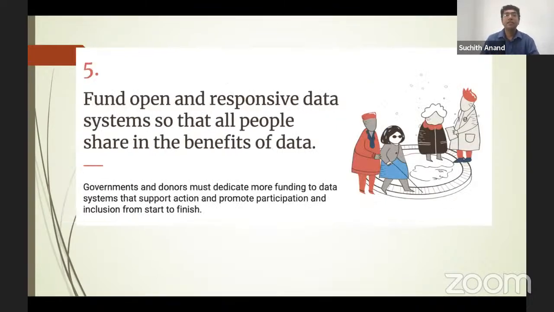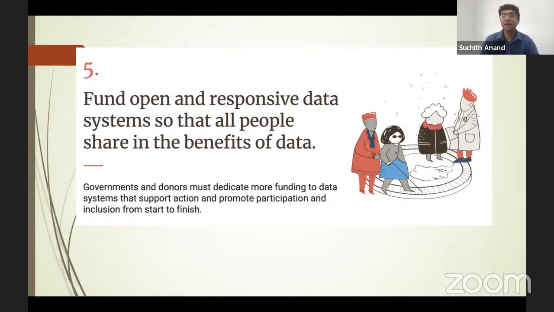And the final one is funding. How do you make sure the funders fund open and responsive data systems so that all people share the benefit of data? This is the responsibility of whoever the funder is. It may be a government or a donor or a research funder. They all need to make sure they dedicate more funding to data systems that support action and promote participation and inclusion from start to finish.